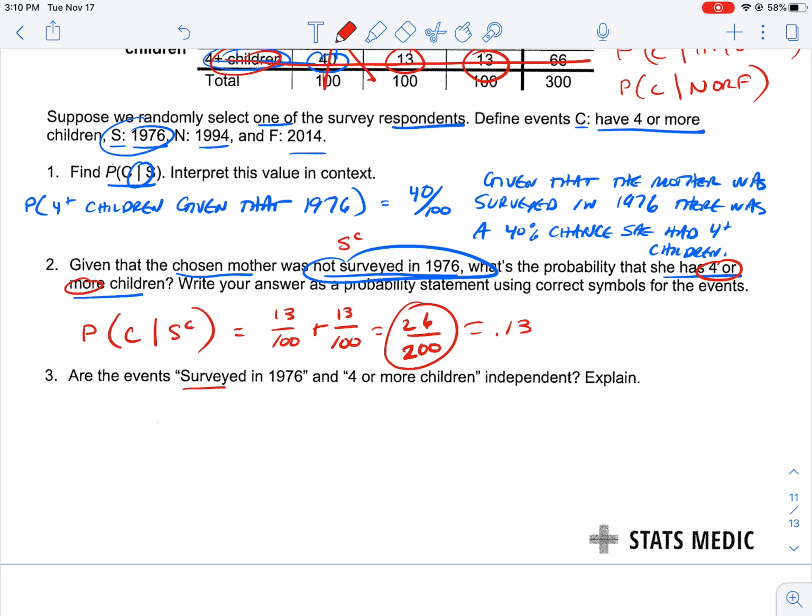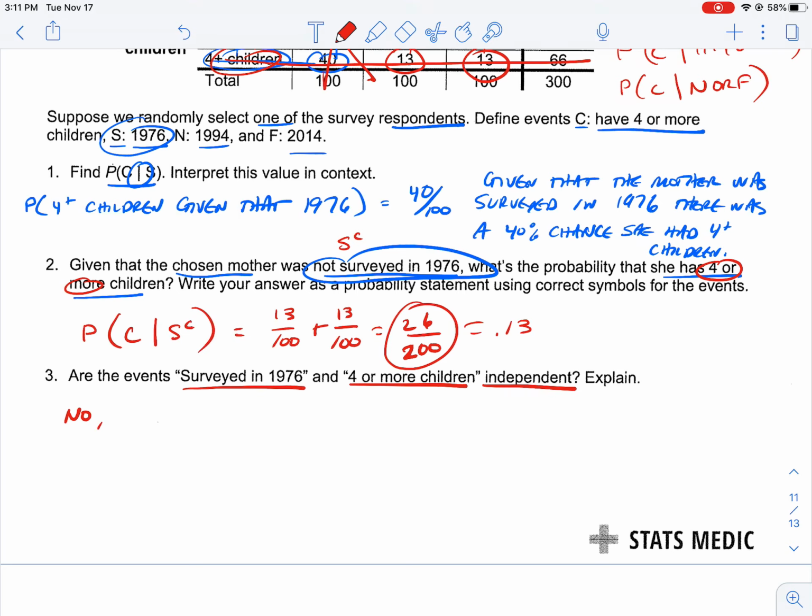So are the events surveyed in 1976 and 4 or more children independent? Explain. So no, they are not. And this is kind of what we talked about above, right? So if they were surveyed in 1976, are they equally likely to have 4 or more children, whether or not they were in 1976? Well, the question is, does the year make the difference? So is 4 or more children the same in all years, or are they dependent on one another? Meaning, if you're asked in 1976, does whether or not you had 4 or more children depend on what year you were asked in? So does it depend on whether you're asked in 1976 or not?